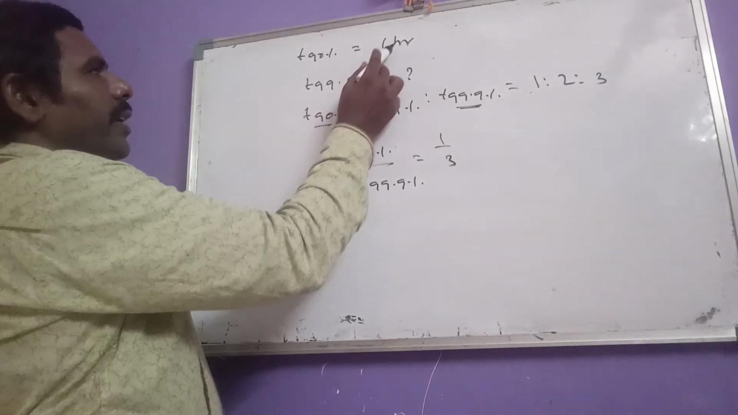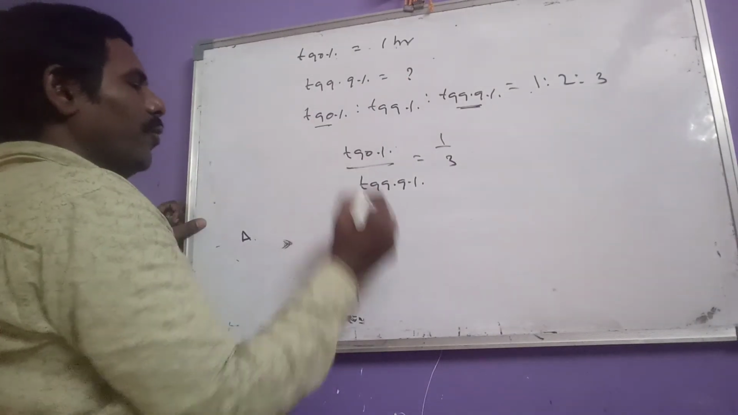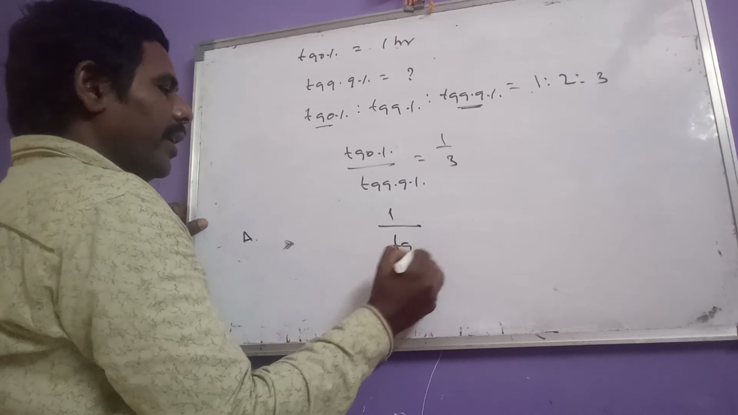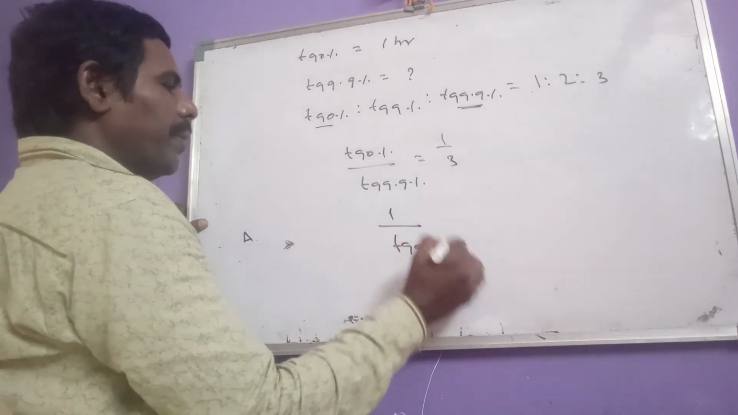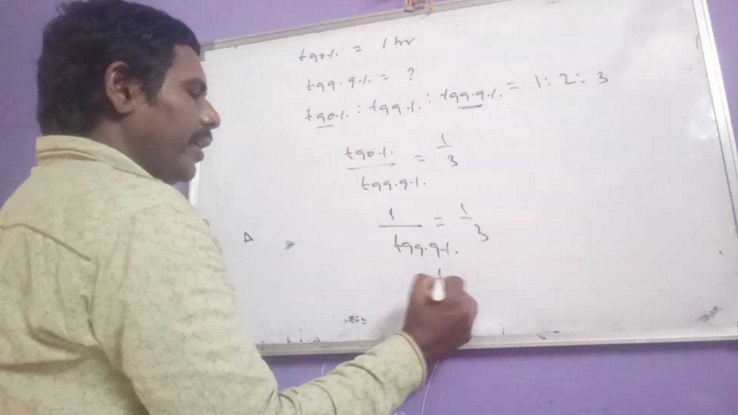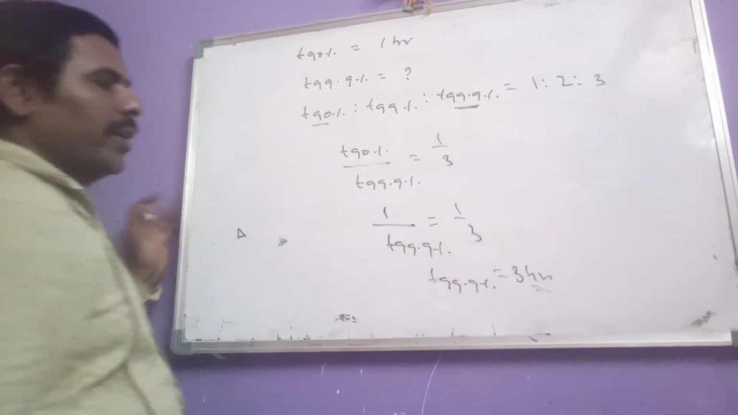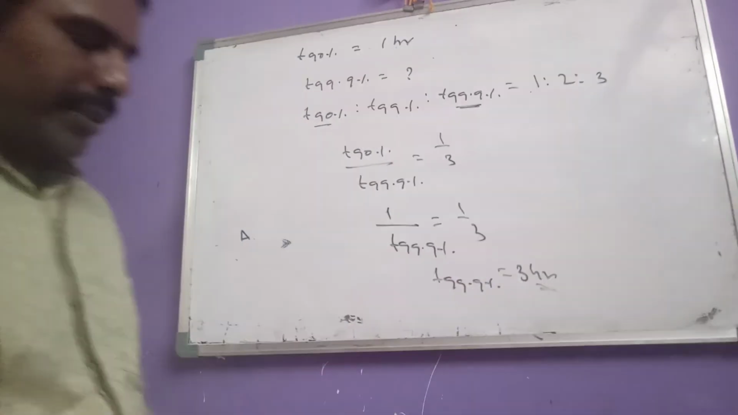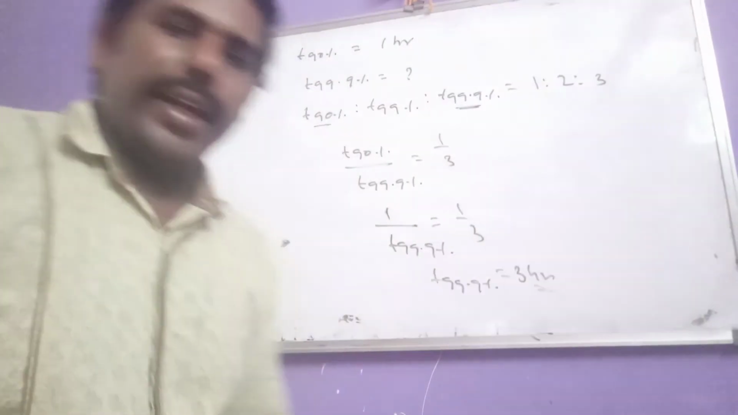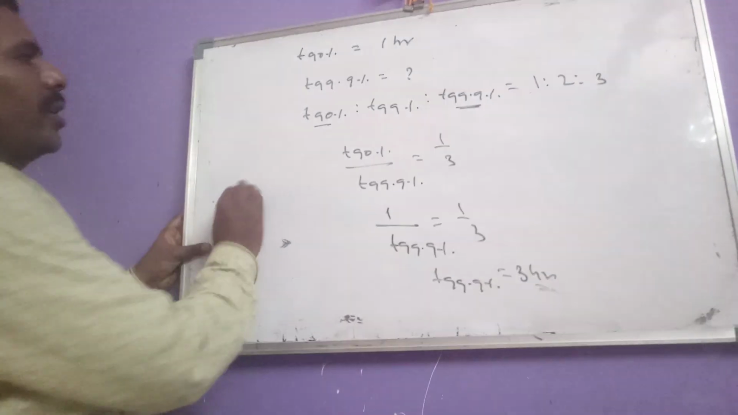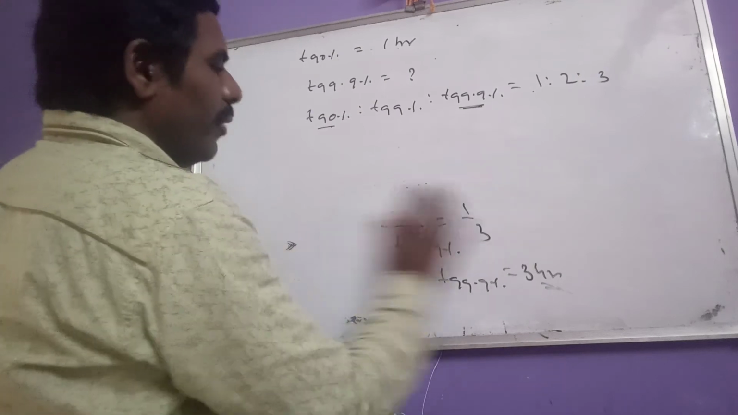Now what is given here? T 90% is 1 hour. So 1 by T 99.9% equals 1 by 3. T 99.9% equals how much time? It will take 3 hours. So like that. But the same question may be given in another way.